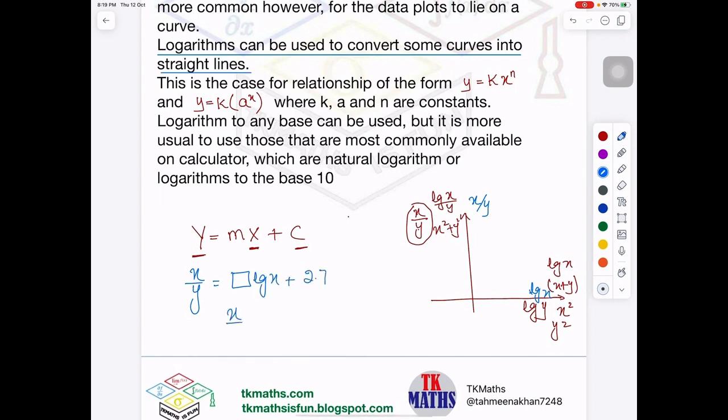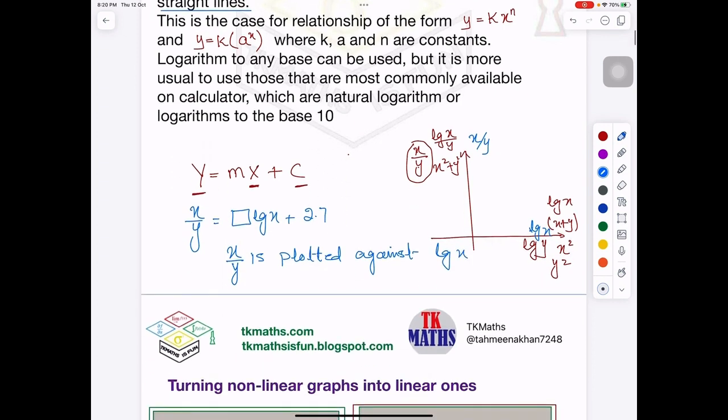So I can say x over y is plotted against log x. You need to understand this language, how to speak it, because it is written in word problems in the past paper. If I say x square is plotted against x plus y, you know what it means? It means on the y-axis you will have x square, and on the x-axis you will have x plus y.